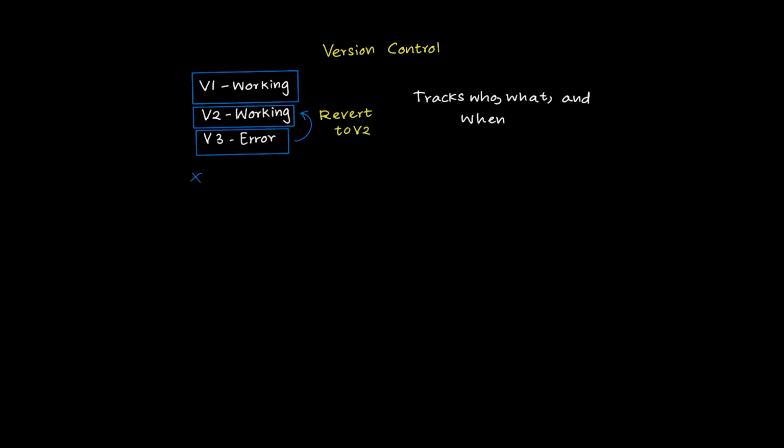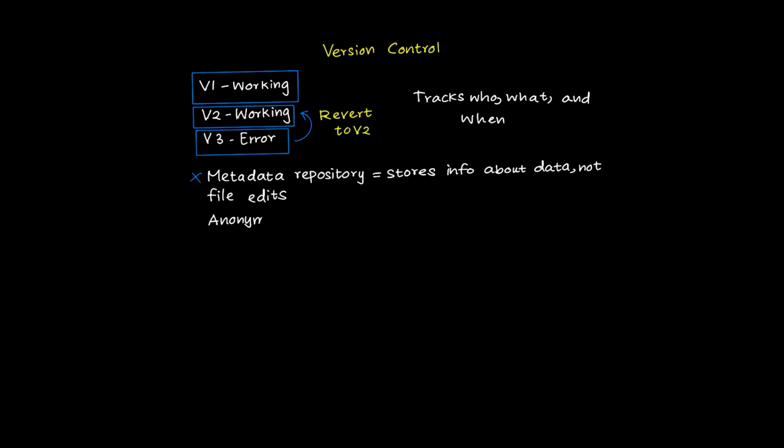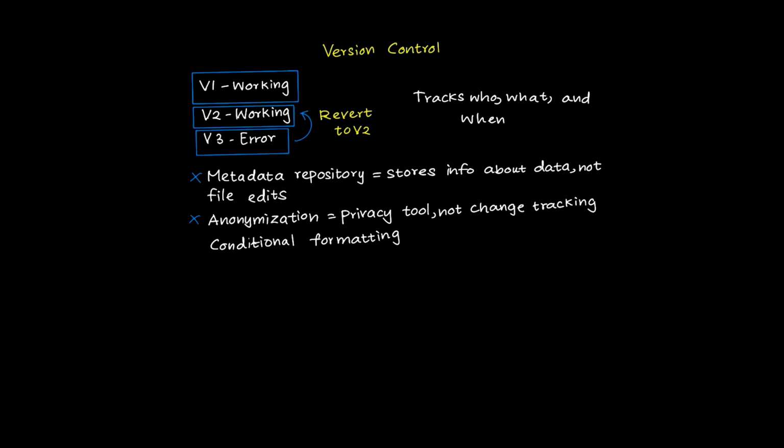A metadata repository stores information about data: location, structure, access logs. It doesn't track edit history for individual files or let you roll back code. Data anonymization removes personal identifiers from datasets. That's a privacy tool, not a collaboration or change tracking tool. Conditional formatting changes how spreadsheet cells look based on value conditions. It's a visual display feature that has zero capability for tracking code changes or managing file versions.